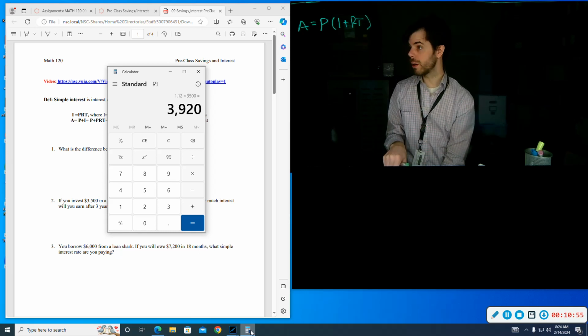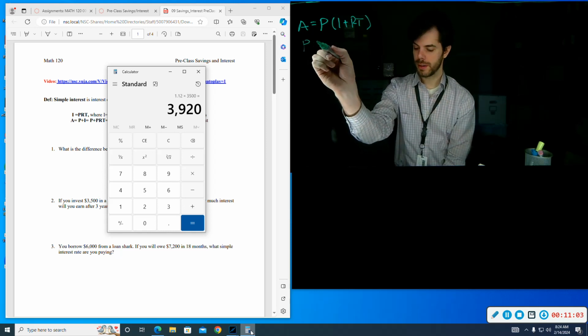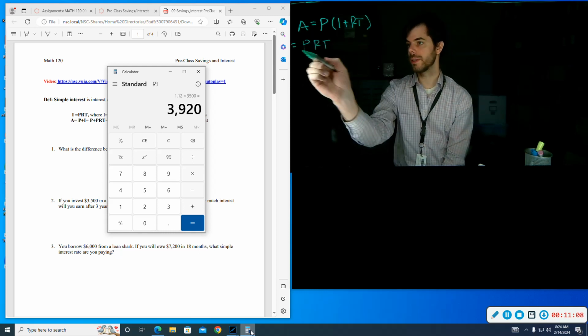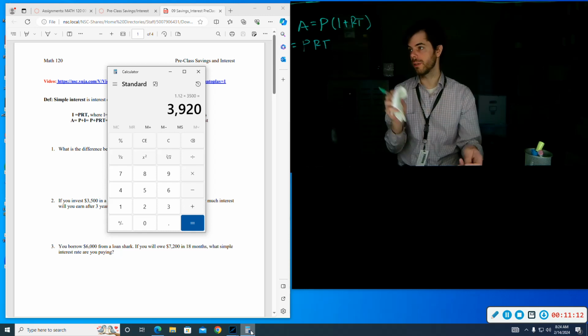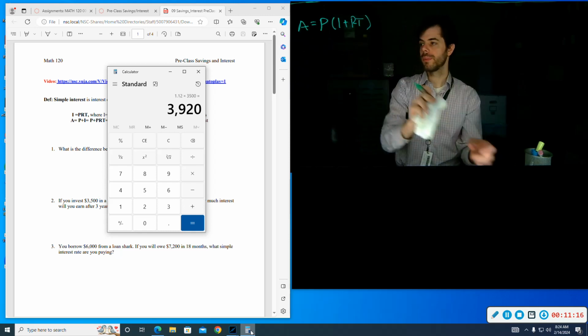That amount you owe, $7,200, is the original principal plus the interest you've accumulated. So if you use the other formula, I equals PRT, you won't get the right answer, right? Because that gives you just the interest you accumulated, not the full amount, the original principal plus the interest. So we have to use this formula.